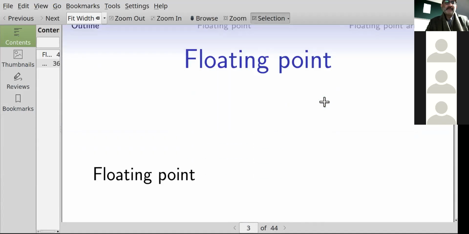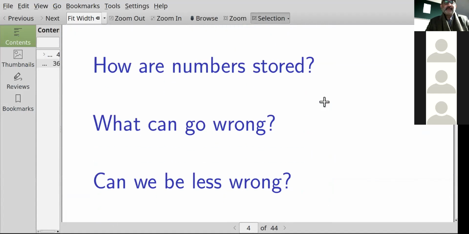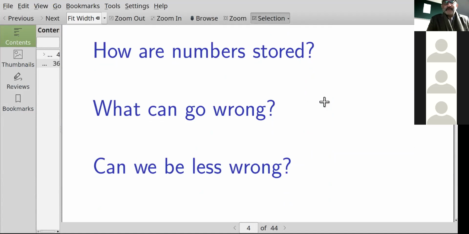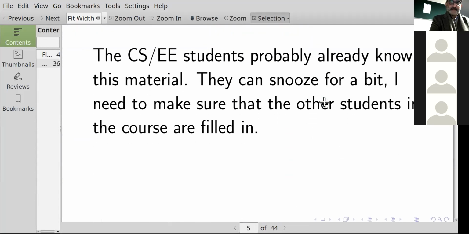We're going to discuss now how the fact that you're representing your numbers within a computer plays into this discussion that we've been having. I have to learn a little bit about floating point arithmetic, and let me apologize to the CS and EE students. You know all of this already, probably. But I have to cover this so that we're sure that everybody is on the same page. We're going to discuss how numbers are stored, what can go wrong with the storage, and again, how can we be a little less wrong? We accept the fact in all numerical work that we're wrong. How can we be a little less wrong? Once again, apologies to the CS and EE students.